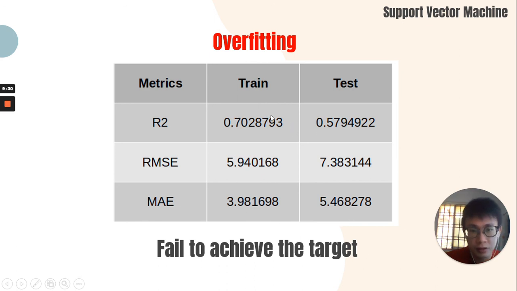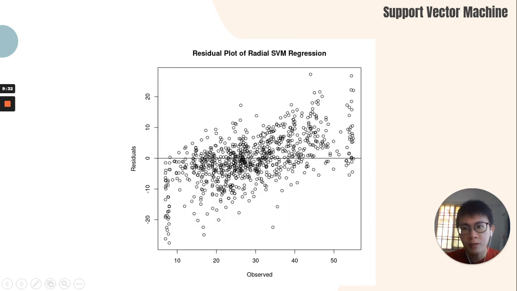From the residual plot, we can say that SVM has a better fit than linear regression because most of the residuals are within plus or minus 10. So it's not so bad, but it also fails to correctly predict the values at the lower and upper end. So that's all from me. Thank you.